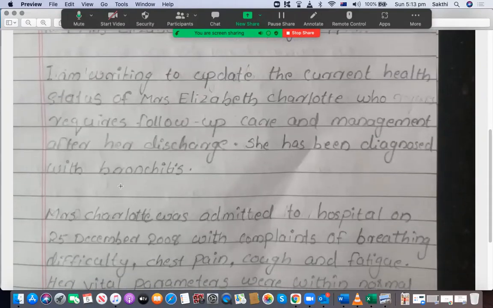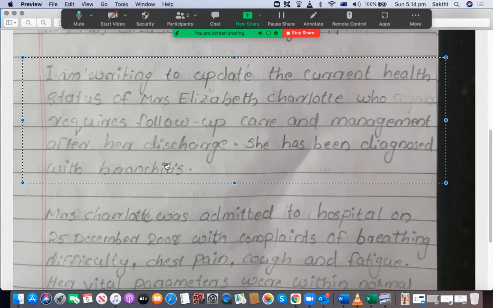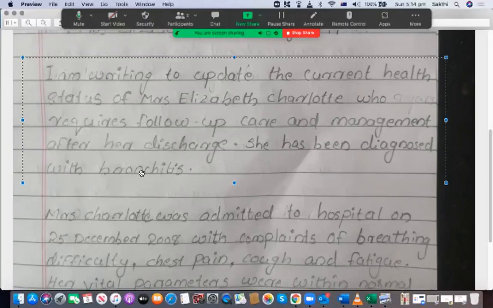Let's go through the introduction paragraph now. You have written, I am writing to update the current health status of Mrs. Elizabeth Charlotte, who requires follow-up care and management after her discharge. That's great. She has been diagnosed with bronchitis. Perfect. This introduction paragraph is really well written. I'm very happy with it, and there are no grammatical mistakes at all. And you were able to write the spelling for request correctly this time.